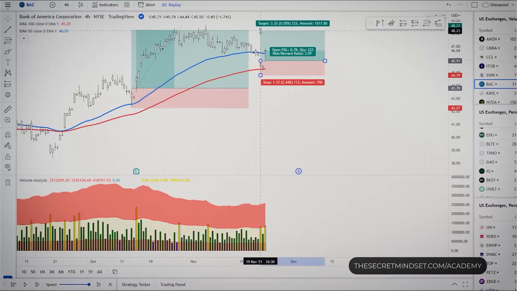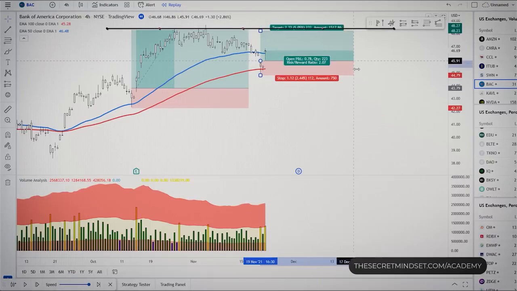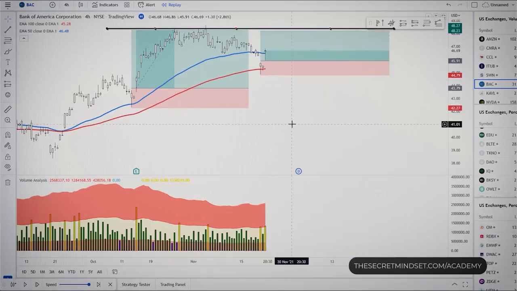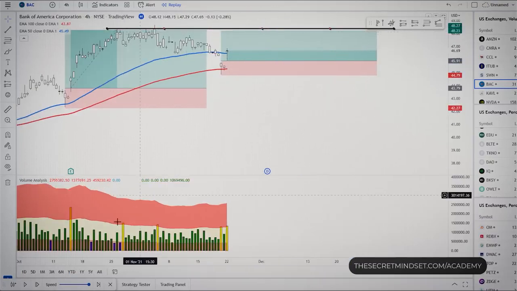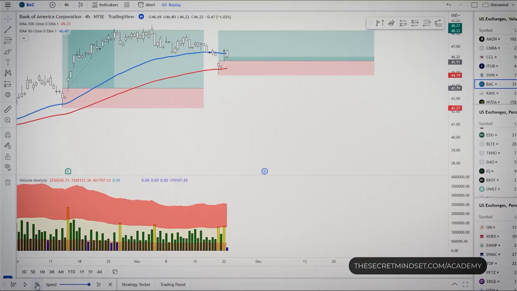Stop loss below the pin bar and below the 100 EMA. As for targets, I see this major resistance here, which could stop the price increase. So let's take our profit a few points below this area, a risk-to-reward ratio of around 2.5.